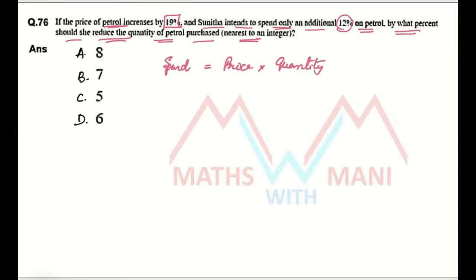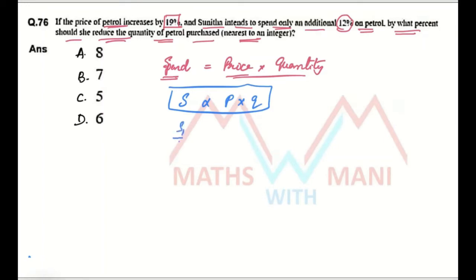Number of liters purchased into price of the petrol per liter is nothing but the spending made by Sunita. So here one variable is equal to the product of two other variables. If I take variables, S is proportional to P into Q. Now tell me, initial to final. If S is proportional to PQ, then S1 by S2 equals P1 by P2 and Q1 by Q2. That's it, yes or no?